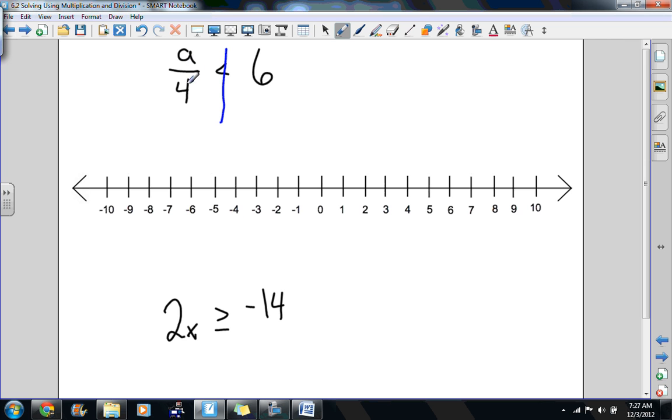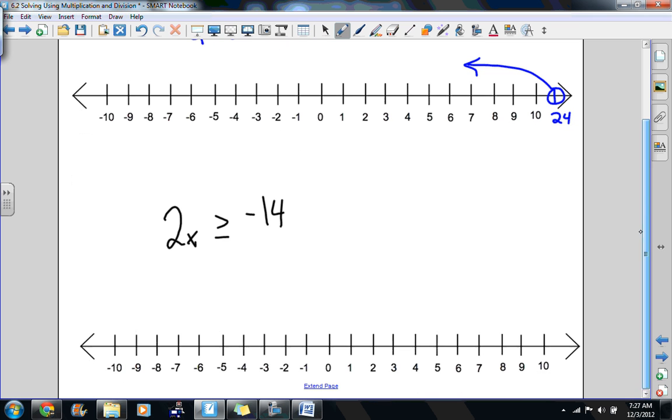So a divided by 4, the opposite of dividing by 4 is multiplying by 4. So I'm going to multiply by 4 over here. And so I get a is less than 24. Okay, the problem is it's not on my graph, so I got to make it 24. It's over there. And it's an open circle. And I'm going to shade left. Nice and simple.